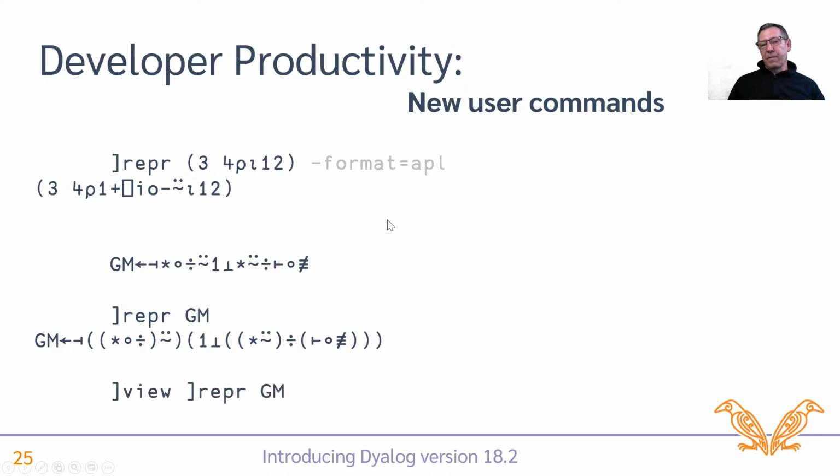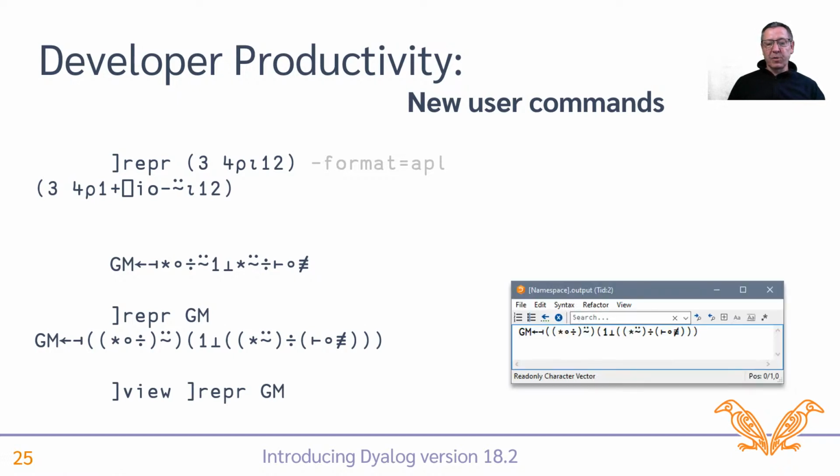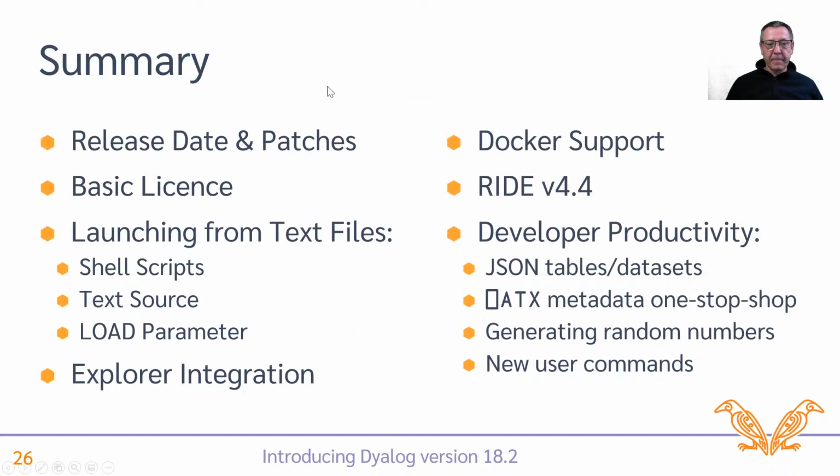And then there's a view user command which pops the result up. I'm not sure whether this will work with any user command, but certainly with a number of user commands. It pops it up in a window so you can have it lying around for a bit. So that's really the overview of version 18.2.